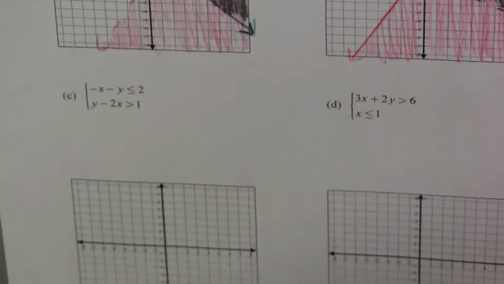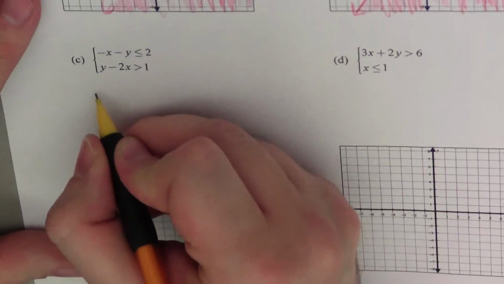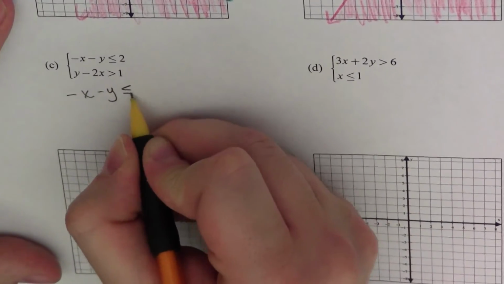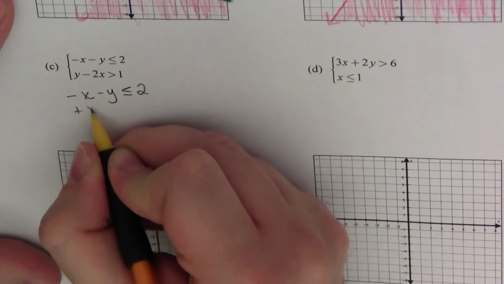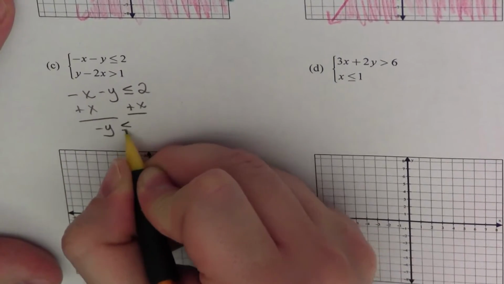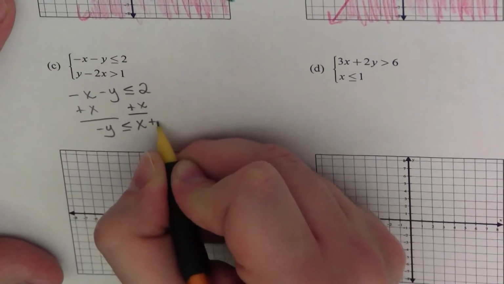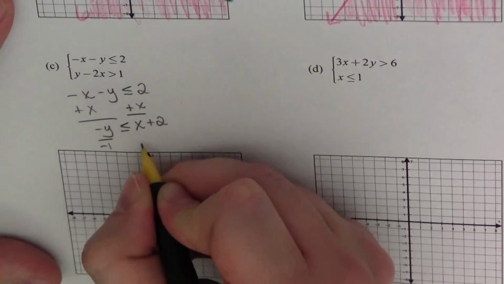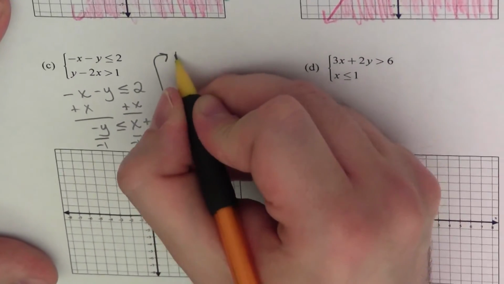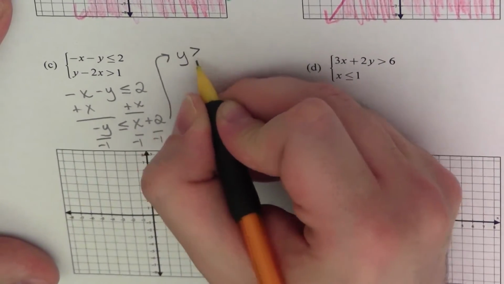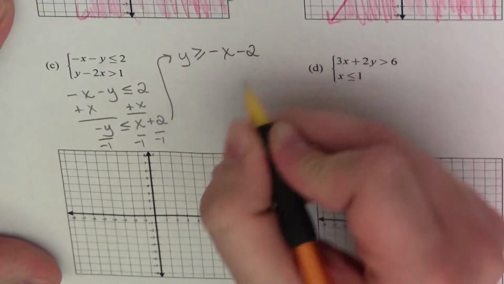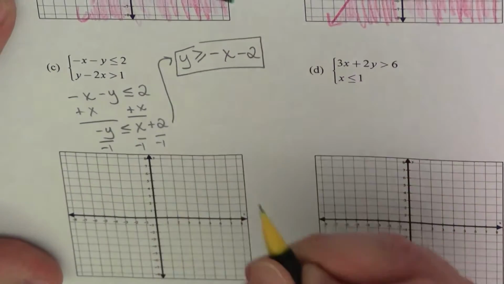In letter C, neither of them are in slope-intercept form, so I have some algebra to do with both of them. Negative x minus y is less than or equal to 2, so I'm going to add x to both sides. Negative y is less than or equal to x plus 2. Divide everything by negative 1. And this becomes y, flip your symbol because you're dividing by a negative, is greater than or equal to negative x minus 2. That's our first one.